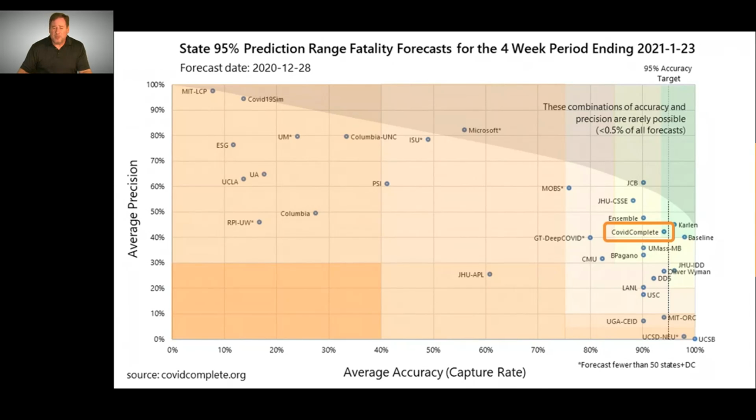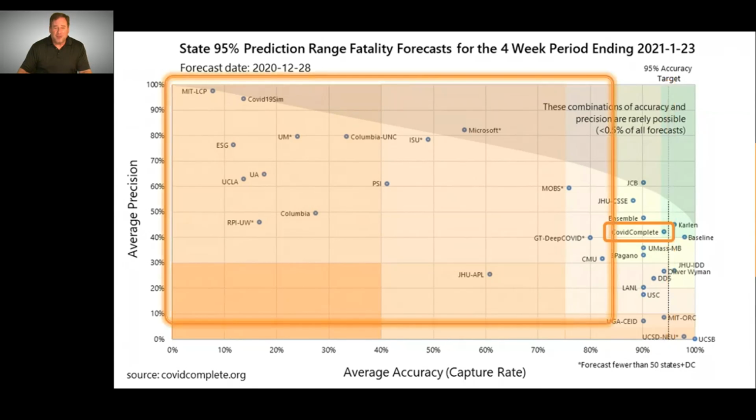And so because this is supposed to be a 95% prediction interval, the ideal here would be to capture 95%. And in this particular instance, COVID complete is actually pretty close to the 95% line, and so this particular period it did pretty well. Now ideally, we would have all of the points clustered around that 95% line. But as you can clearly see, the points are not at all clustered around that 95% line. We have quite a few that are spread out way, way lower than 95% capture rate. And we have some that are under 50%, quite a few actually, that are under 50% capture rate.